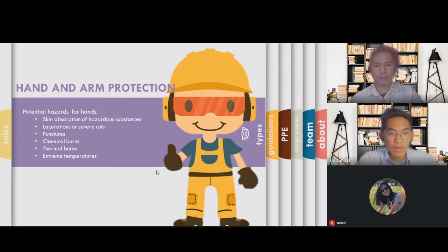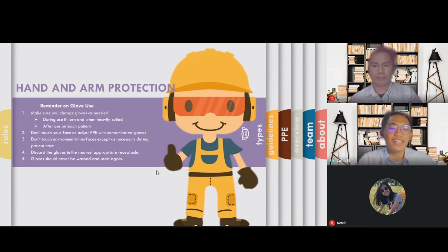So, napakahalaga ng gloves. And then, meron din tayong potential hazards for hands. Skin absorption of hazardous substance, lacerations or severe cuts, punctures, chemical burns, thermal burns, extreme temperatures. So, ito yung mga potential hazards sa mga kamay natin.